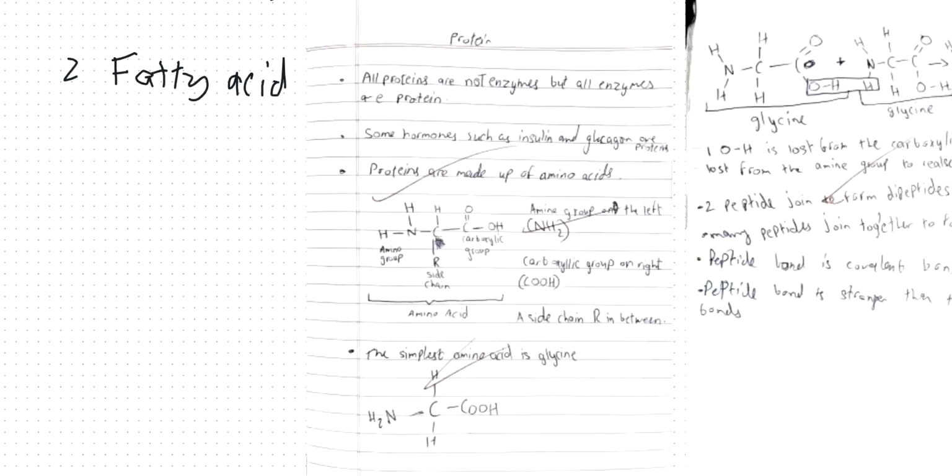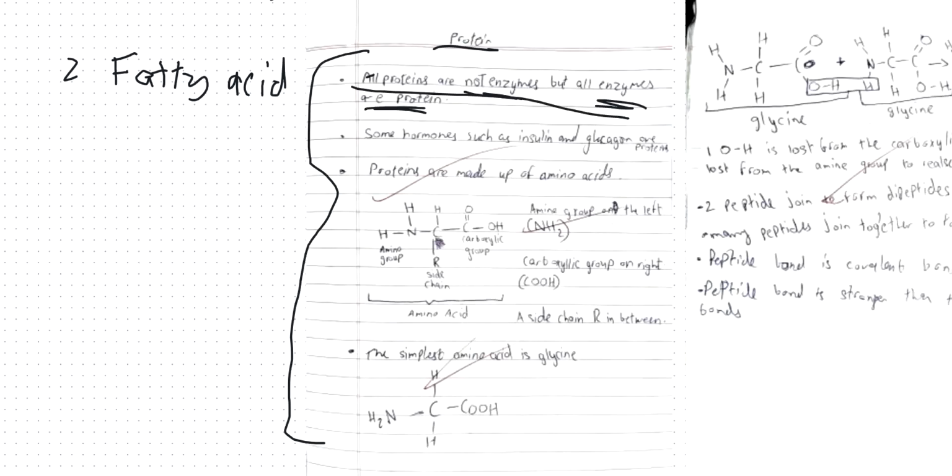And finally, proteins. Proteins is a very important topic. All proteins are not enzymes, but all enzymes are made up of proteins. This is a random fact. Don't focus on this too much. Some hormones such as insulin and glucagon are proteins. And proteins are made up of amino acids. The building blocks or the monomers for proteins are amino acids.